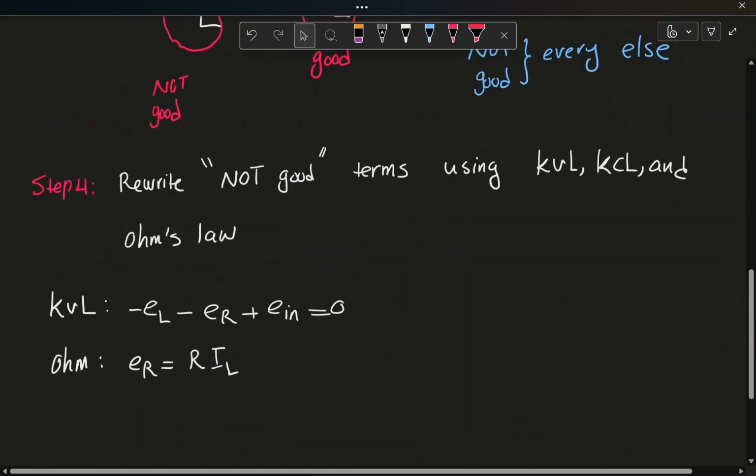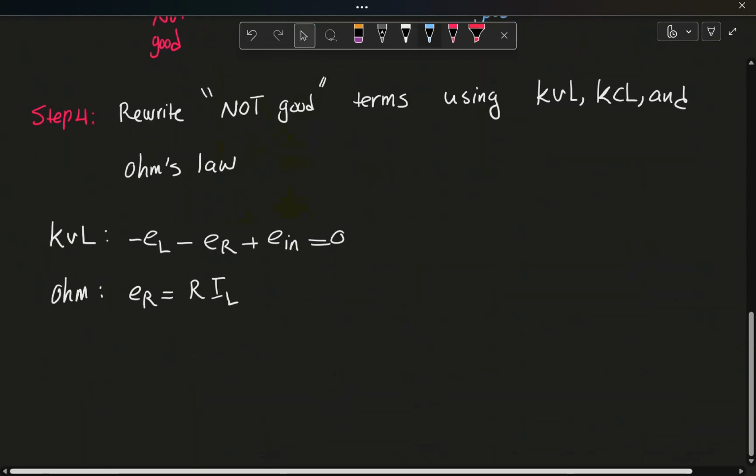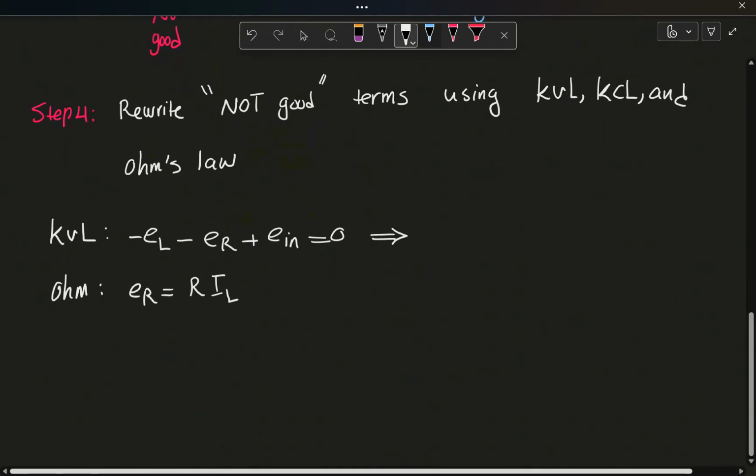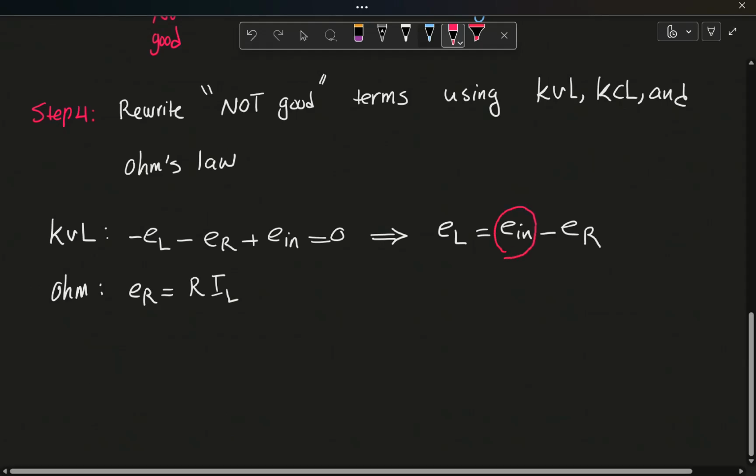So the whole idea was writing EL in terms of my good terms. Let's go ahead and find EL from the KVL equation. I'm going to solve this equation for EL. It's going to be EN minus ER. Let's again grab the red pen and look what I have. EN is a good term. It's my input. ER, not so much. It's still not a good term.